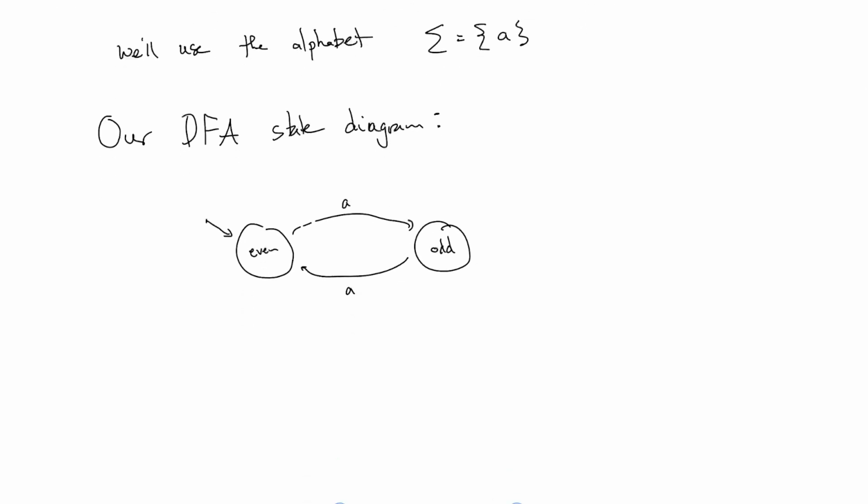So I'm going to try and put some annotations here. That little arrow there means this is the starting state. All right.